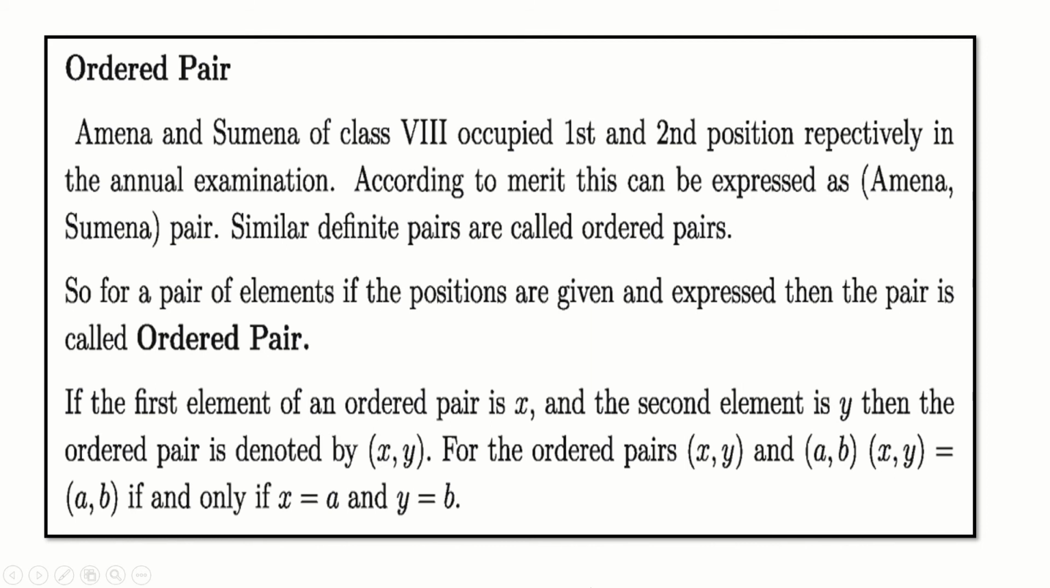Clear everyone? For the ordered pairs (x, y) and (a, b), (x, y) is equal to (a, b) if and only if x equals a and y equals b. That means two ordered pairs will be equal when the first elements are the same and the second elements are the same. Clear? Now follow some math related to ordered pairs.